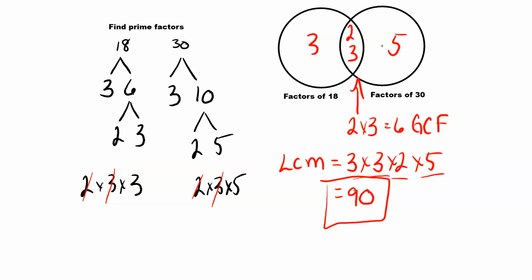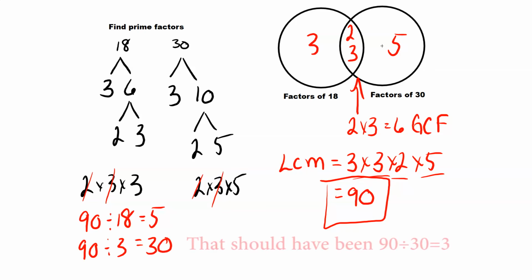We can go back and test by taking the 90 and dividing it by 18. 90 divided by 18 will be 5. So that's giving us an even number. That's good. How about 90 divided by 3? Fairly simple. That's 30. So again, we end up with an even result. So this gives us the confidence to say, in fact, it is correct that 90 is the lowest common multiple.